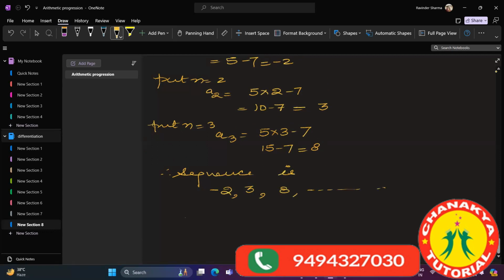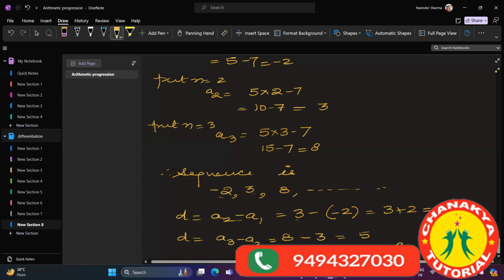Now check the common difference. Common difference is second term minus first term, so it will be 3 minus minus 2. Minus sign is already there, and minus sign is with 2, so minus minus plus. So 3 plus 2 is 5. Then third term minus second term: third term is 8, 8 minus 3, it will be 5. So therefore, it is an AP and its common difference is 5. This is the answer.